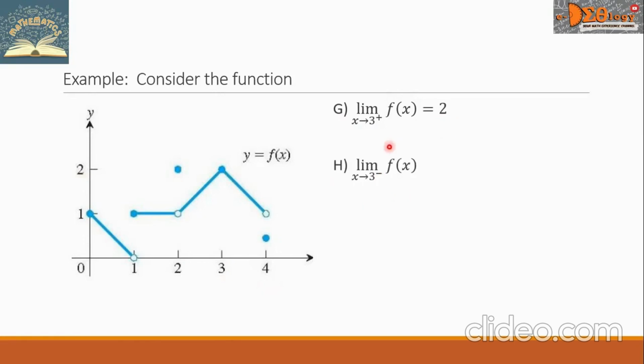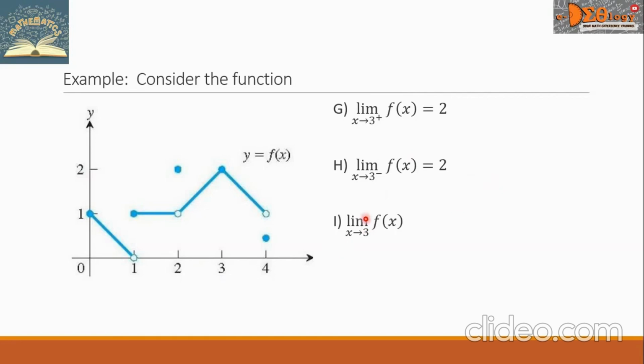Example H is the limit of f of x as x approaches 3 from the left. So the number 3 is here. When x approaches 3, the graph is approaching a value of y which is 2. So we write here 2.